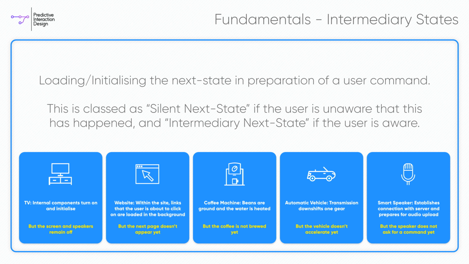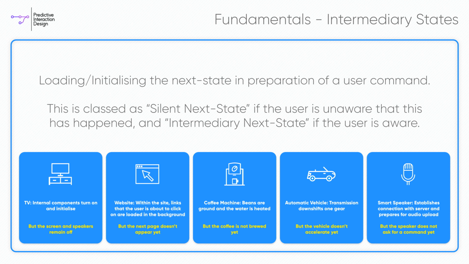In the next example, we've got a website. Within the website itself, links that we predict the user is about to click on are loaded in the background, but the next page doesn't appear yet. So the user, if they don't click the link, has no idea that any change has happened in the system and they would be none the wiser. Again, this is a silent next state. The user has absolutely no indication that anything in the system has changed.